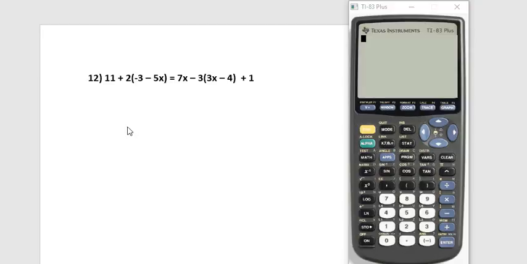So here's number 12 on EOC number 1 to kind of help refresh your memory. So we are going to simplify and we're going to solve for x. We got a lot of simplifying to do on both sides. So always we're going to take care of these parentheses.